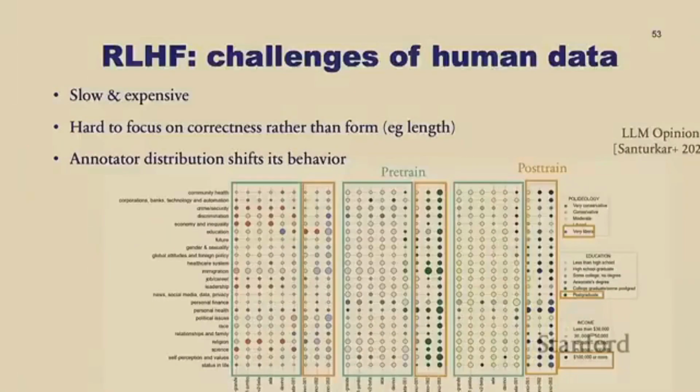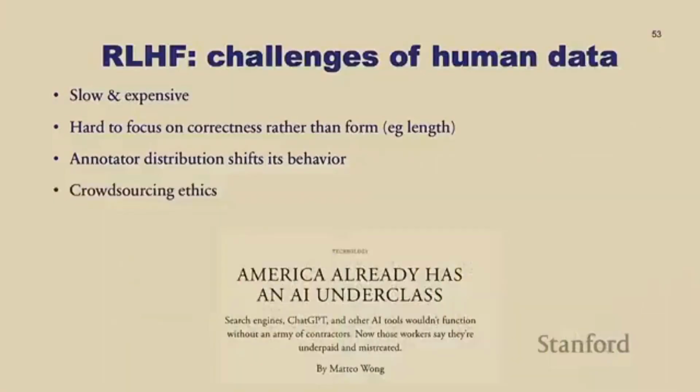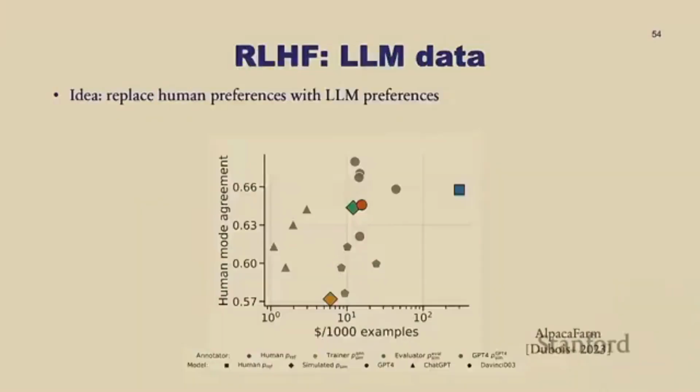Annotator distribution shift: the distribution of annotators that you use matters a lot. And you have to think about what the humans are that we want to represent in these models. Another question is crowdsourcing ethics. A lot of the labeling that is done, the people who do it are not paid well, and they have to go through a lot of toxic data, because you want the model to avoid saying toxic things. So crowdsourcing ethics too. So many challenges with human data.